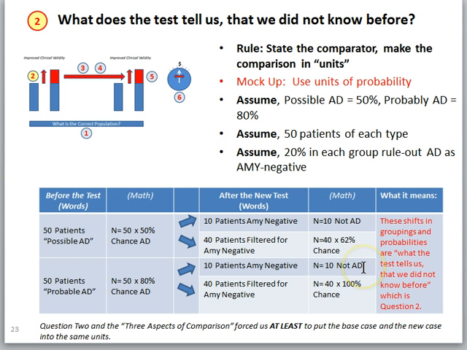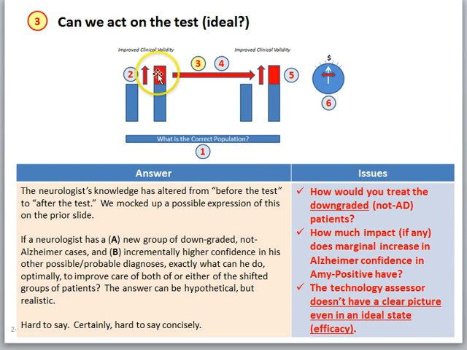In the second group, you have 10 patients who don't have Alzheimer's disease. And since you only expected 10 of them not to have Alzheimer's disease, it would imply that all that are left now do have Alzheimer's disease, if the numbers here were correct. So these shifts in groupings and probability are what the test tells us that we did not know before, and it's shown right here in this column in math. So question 2 and using the 3 aspects of comparisons force us to at least put the base case and the new case into the same units, which are these probabilities. So it would be those units that we just saw that would be driving the process toward the right.